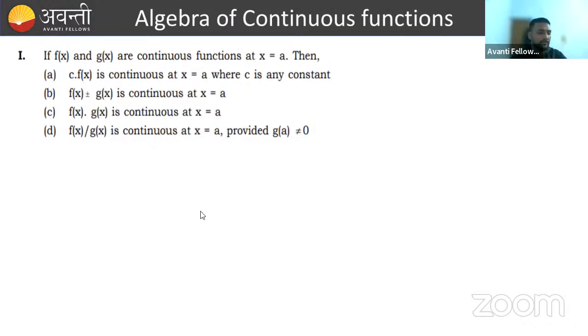Okay, very good. So now the algebra of continuous functions, the very basic thing. If two functions are both continuous at x equals a, then if any constant is multiplied with this function, that function will also be continuous. If we are adding or subtracting two continuous functions, then the resultant function will be continuous. If multiplying or dividing, that you already know, right? So these are the algebra of two continuous functions.